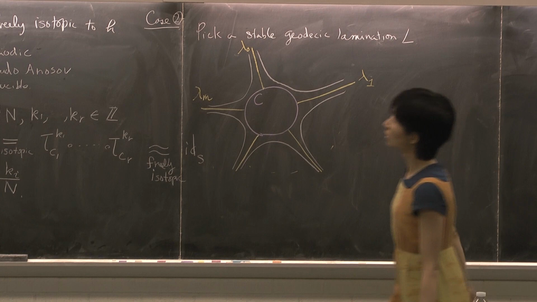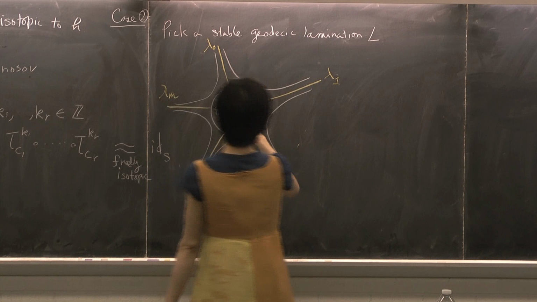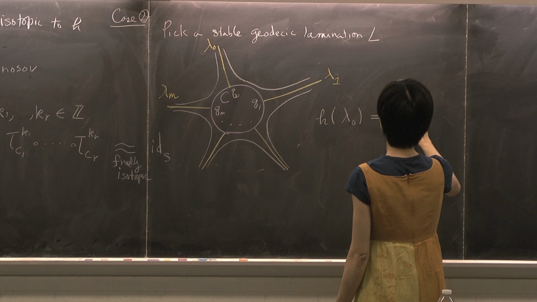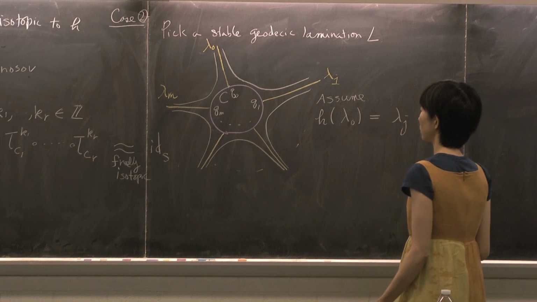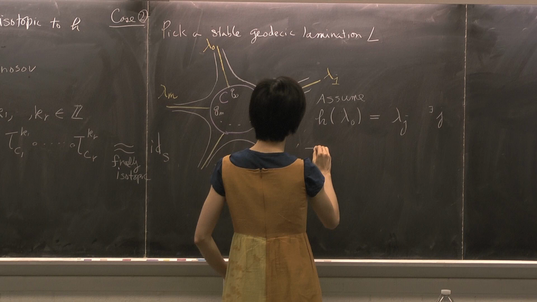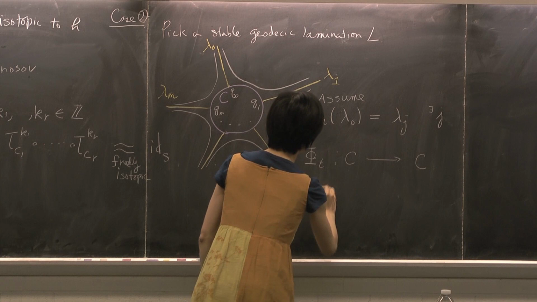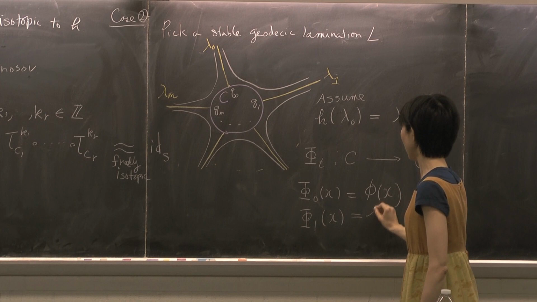Then this homeomorphism h starts from q_0, q_1, and q_m, the points on the boundary C. Then h maps the geodesic λ_0 to, say, λ_j for some j. Then, just assume. And also, since φ and h are isotopic, I want to denote the isotopy Φ_t from C to C, such that Φ_0(x) is my diffeomorphism φ, and Φ_1(x) is the homeomorphism h(x).